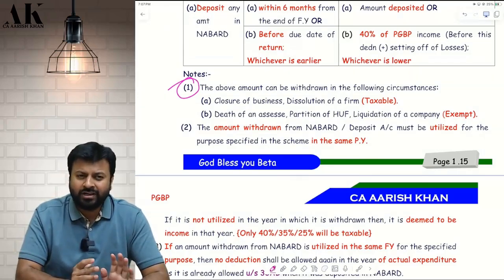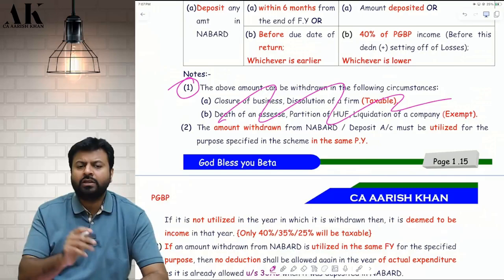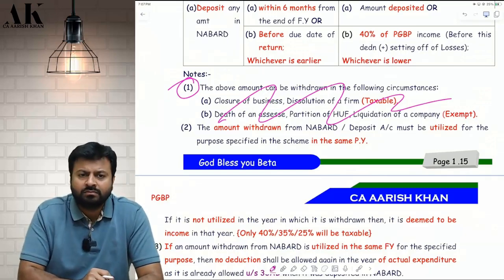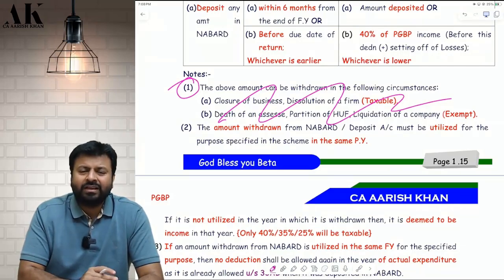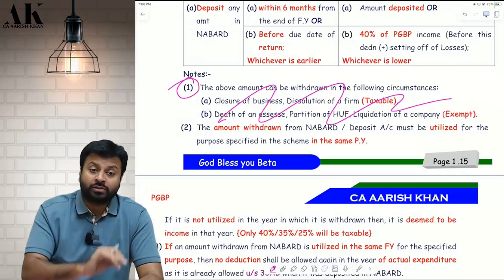Second point, don't read anything. Listen to me first. You have withdrawn, not in these 5 circumstances, but normally you have withdrawn. Then what are you supposed to do? You have to use it for the purpose specified by the government, right or not? So the question is, by when I should use it?